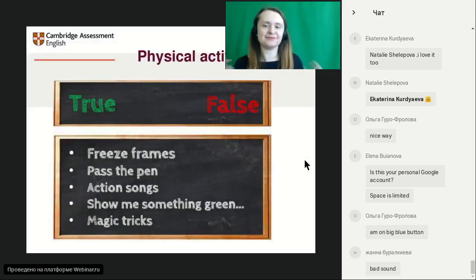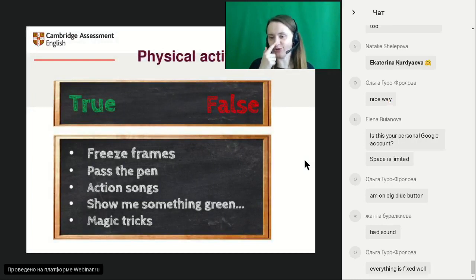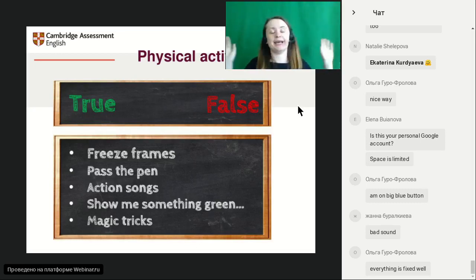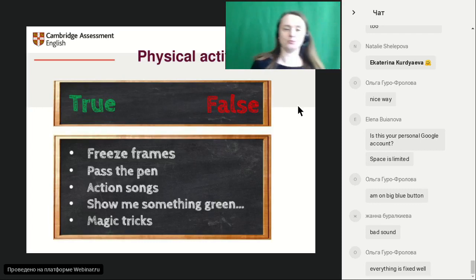As for physical activity, there aren't a lot of things available, but here is what I prefer to do. You can see here true and false. This is how I use my background. If it's some kind of reading activity, for example, I have true and false here, and my students need to move to the true part if they think it's true, and to the false part if they think it's false.